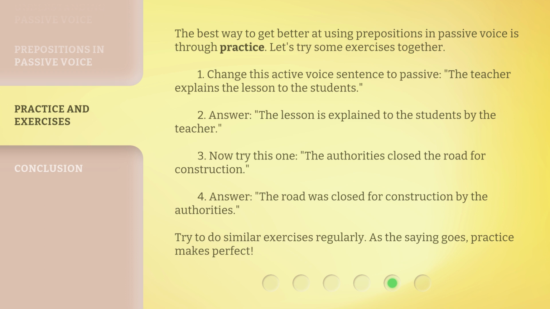3. Now try this one. The authorities closed the road for construction. 4. Answer. The road was closed for construction by the authorities. Try to do similar exercises regularly. As the saying goes, practice makes perfect.